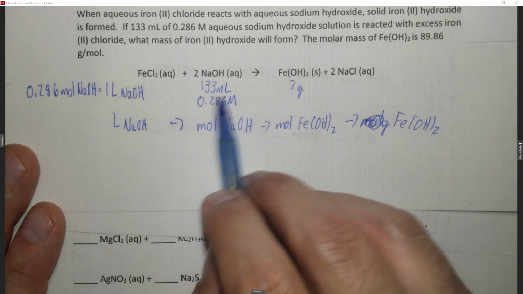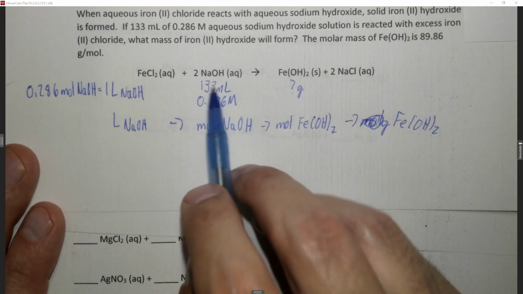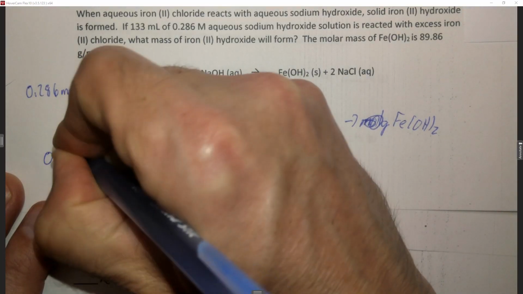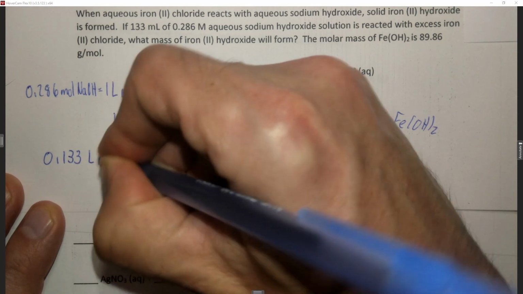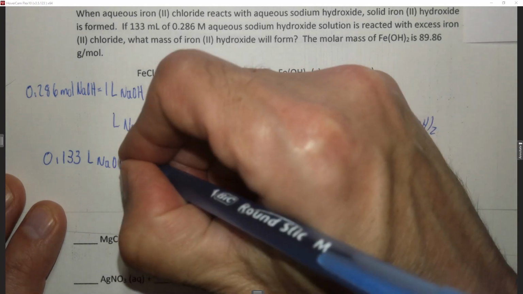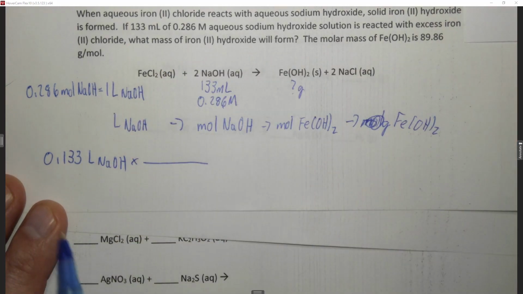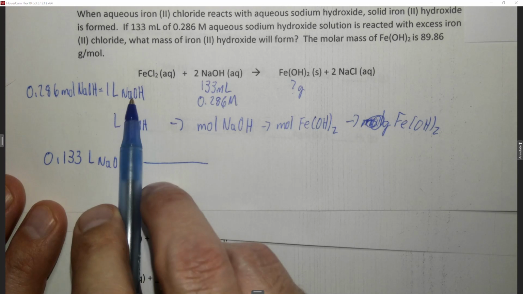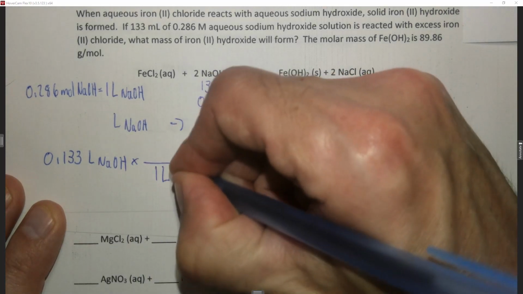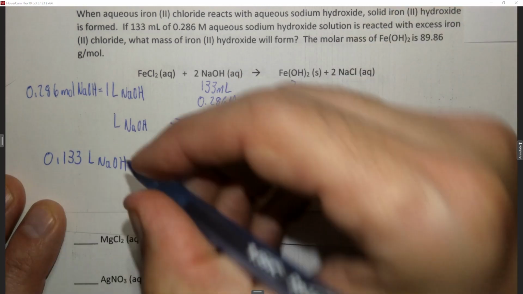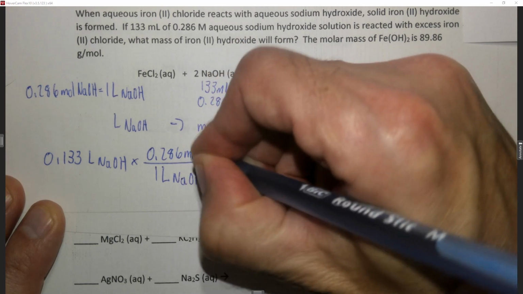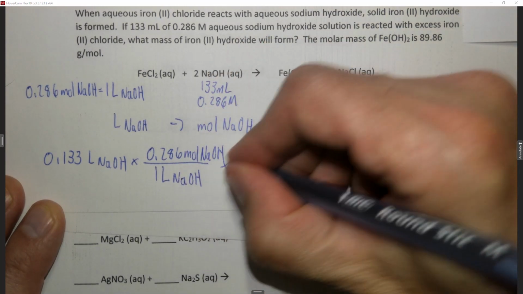Keep in mind, we can't use milliliters. We have to convert this to liters, so we have to divide this by 1,000. So what we want to start with is 0.133 liters of NaOH, not 133 milliliters, otherwise we'll be off by a factor of 1,000, times. Now we want to use this equality to find moles. Well, we want liters to cancel out, so we want to put that 1 liter of NaOH on the bottom. On top, we want to put the 0.286 moles of NaOH.